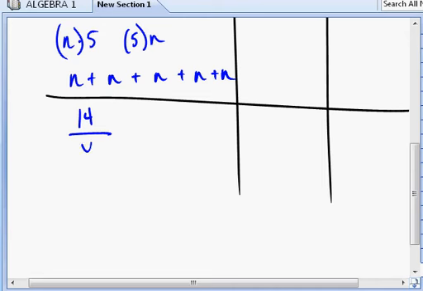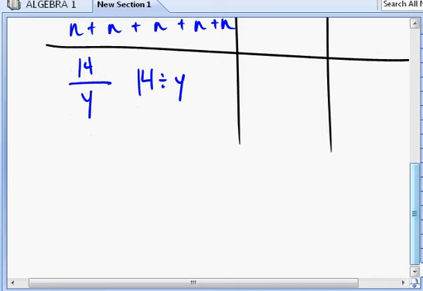14 over y. And then they also write it as 14 divided by y. Those are two different expressions that mean the exact same thing. What do those both mean? It's 14 divided by y, and it's division. Is the operation good? 14 divided by y.